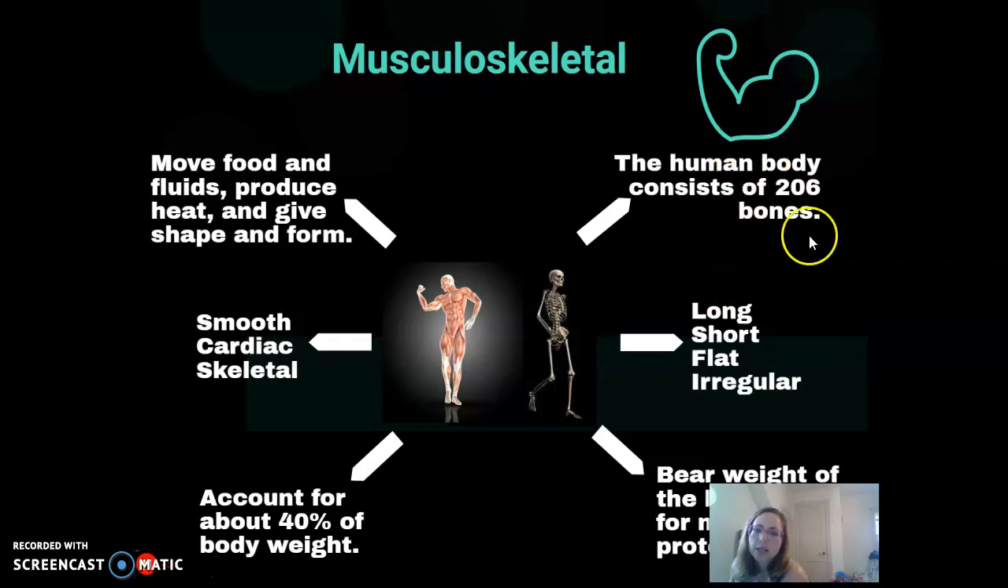The human body consists of 206 bones, and if you've been through A&P, you had to know just about every single one of them. So there are long, short, flat, and irregular bones, and they bear the weight of the body and give us some type of structure, and they allow for movements. And they protect your organs. Think about your rib cage, protecting all your vital organs here.